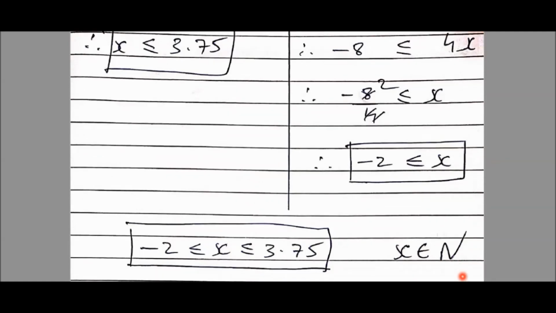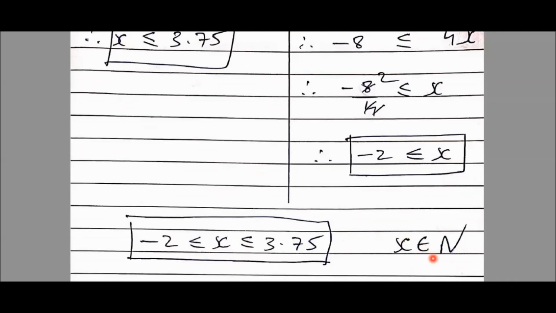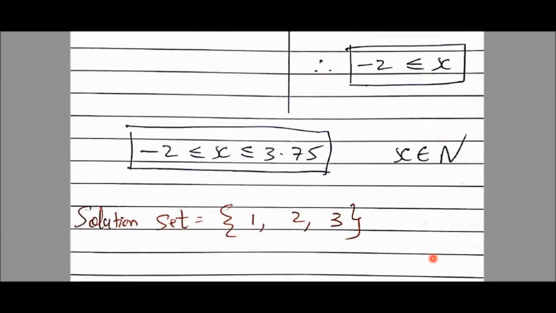So here my notes will come. So tell me, in natural numbers, do negative integers come? No. So minus 2, although it is equal to with x, will not come, minus 1 will not come, 0 even will not come, because natural numbers start with 1. So what all will come? The solution set will be 1, 2, 3.